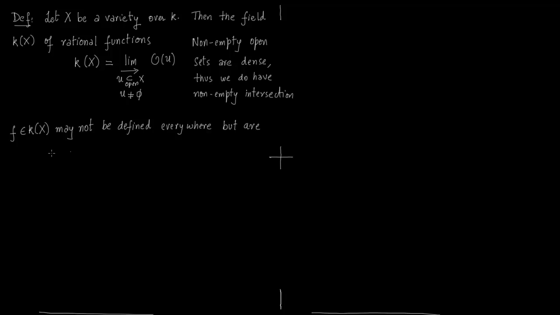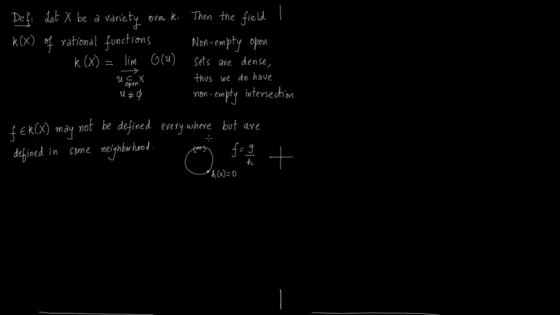Yeah, but they are defined in some neighborhood. So again, k of x is you just take the fractions of everything possible. So I've said before, k of x is fractions of O_X, but you can also think of it as fractions of O_U. So you take fractions of O_U for all U open in X.